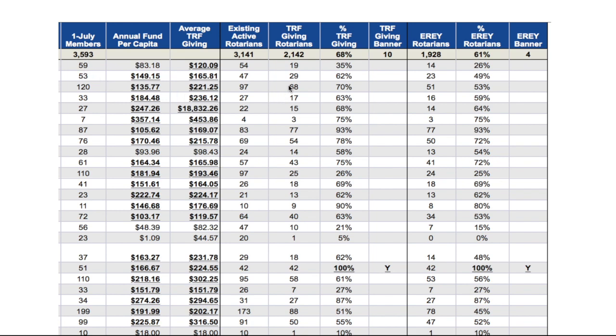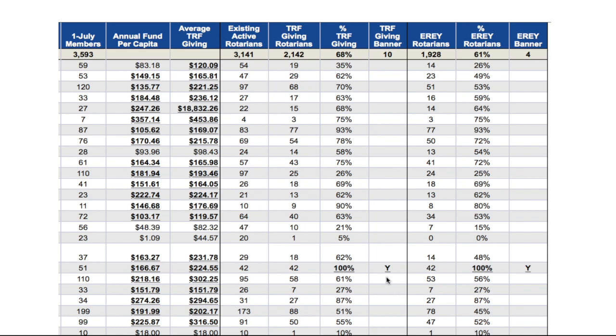As we continue to read across the columns here, I mentioned the foundation giving Rotarians, then that percentage, then you have whether they qualified for the foundation giving banner. Next column over, the EREY Rotarians, that percentage, and if the club qualified for the banner. You can see when that qualification is hit, then a Y appears in that column. This club here did hit both the 100% foundation giving and the 100% EREY club.